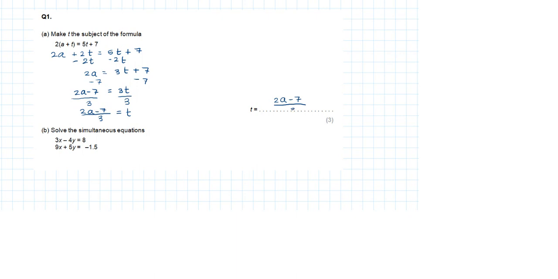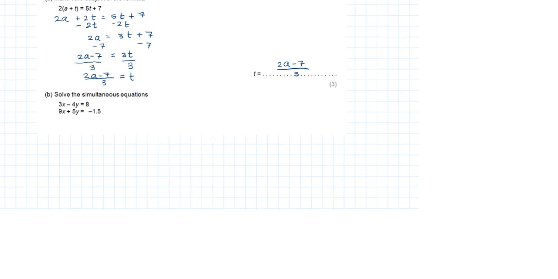Okay, part B of the question has a simultaneous equation. 3x minus 4y equals 8. That's equation number 1. And second one is 9x plus 5y equals minus 1.5. I'm gonna try and make the x's the same. So to do that, I'm just gonna multiply equation 1 by 3. Equation 2 I don't need to multiply because the coefficients of the x's will be 9. If you want, you can multiply it by 1, and that's one way of doing it.